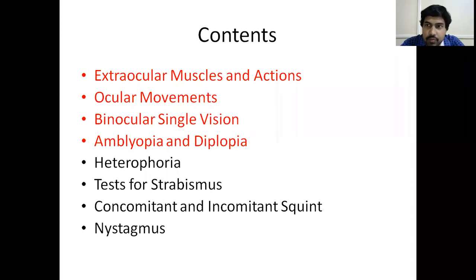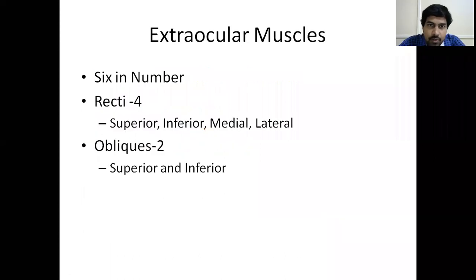So in continuation of the squint class, in the last class we discussed extraocular muscles, their actions and ocular movements. Today we'll be going through binocular single vision, amblyopia and diplopia, and if possible heterophoria. Okay. So a quick recap of your last class.